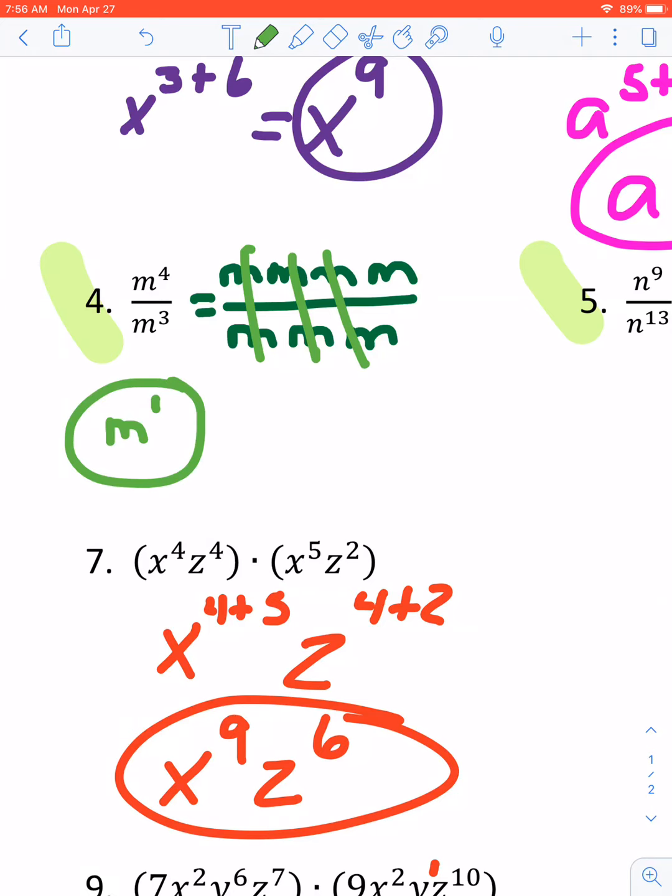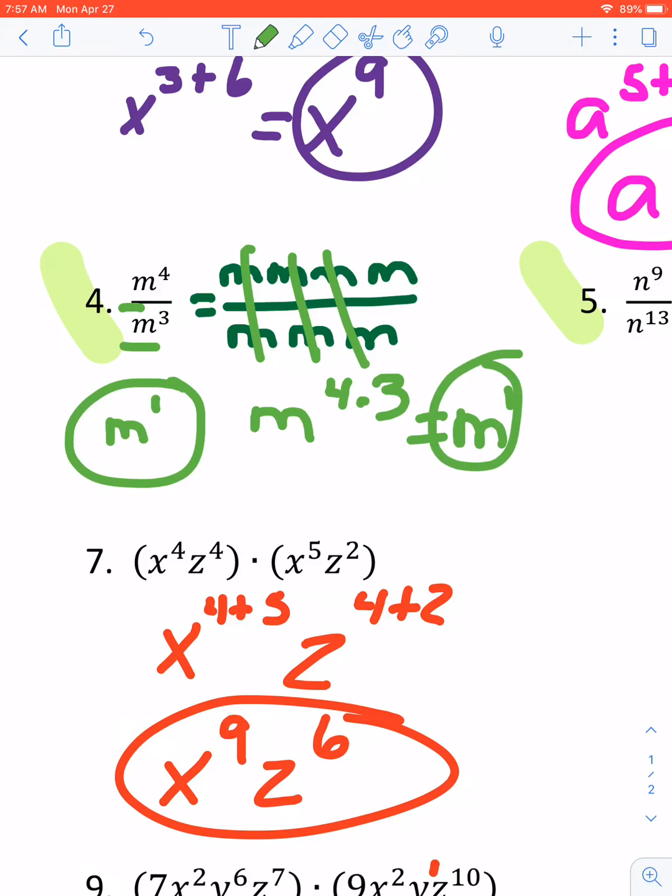You can always write it out, but if you look at number 5, it's n to the 9th over n to the 13th, and that's a lot of n's to write out. I don't really want to do that. So another thing you can do is always subtract. So we take our exponents, and because my bases are the same, I can subtract them, and I get m to the first. Okay? Or the last thing I could do is say, where do I have more? I have 4 on top and 3 on bottom. I have more on top. I have 1 more on top. So there's 3 different ways to attack this problem. All give you m to the first.